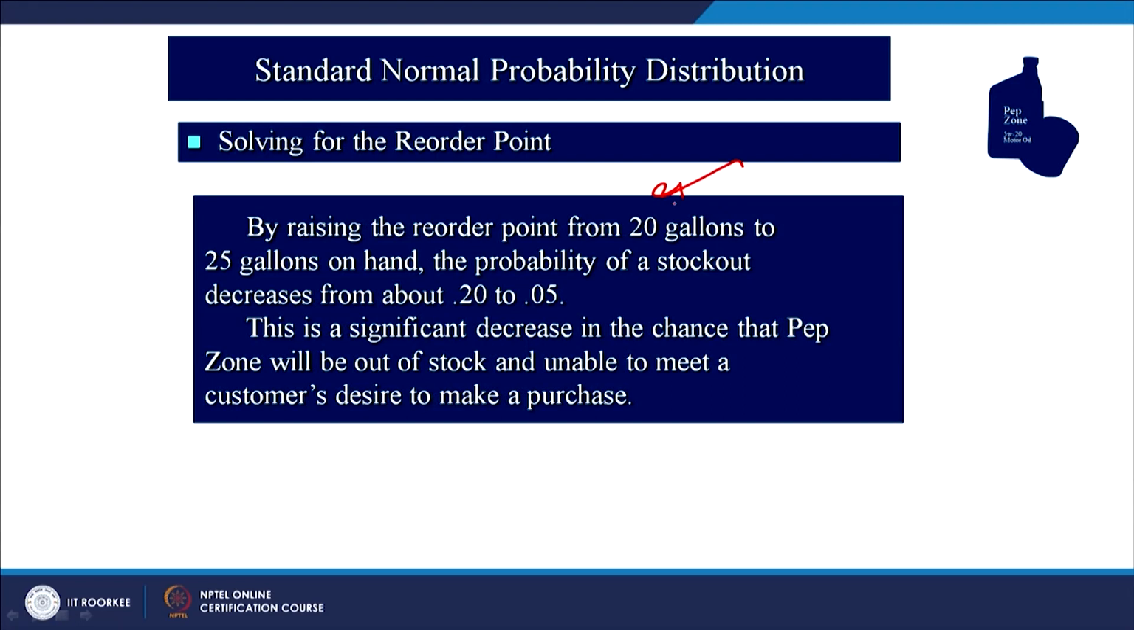So, what we will say is, by raising the reorder point from 20 gallons to 25 gallons on hand, the probability of stock out decreased from 20% to 5%, and this is a significant decrease in the chance that Pipe Zone will be out of stock and unable to meet customers' demand during lead time.